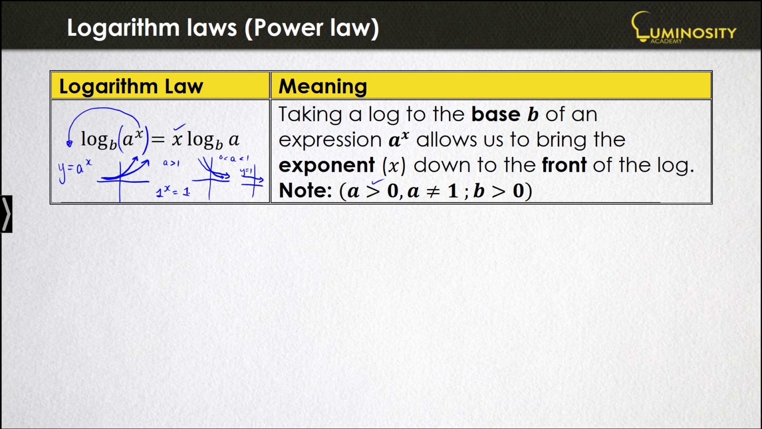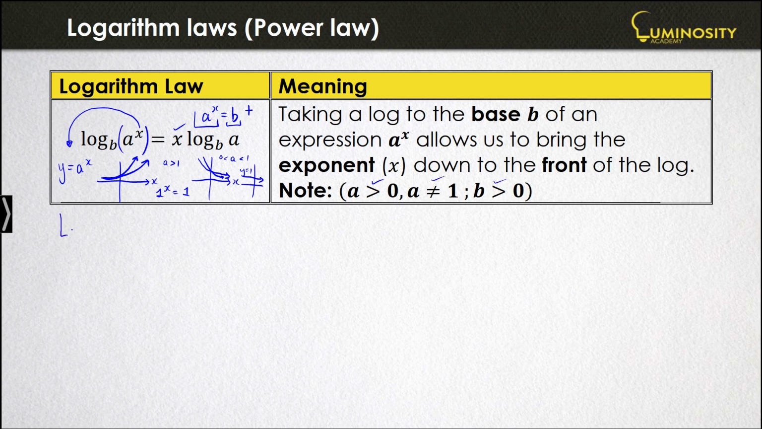B, why must that be greater than 0? So in this form here, if you have a to the power x equals b, this function a to the x, this exponential function, can you see it's always positive? It's always above the x-axis. So that's why this output here must always be positive. And that's where those restrictions come from.